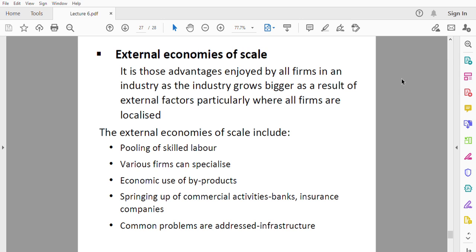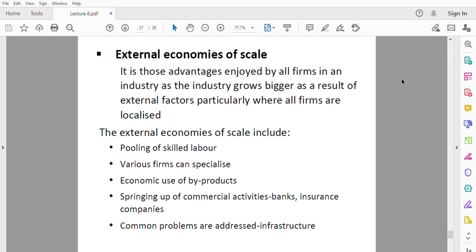So we have different industries. We have the soap industry. There are different firms that produce soap, but the coming together of all these firms is called an industry. So such an industry, as it grows and becomes bigger, there are some cost savings advantages a firm will enjoy.